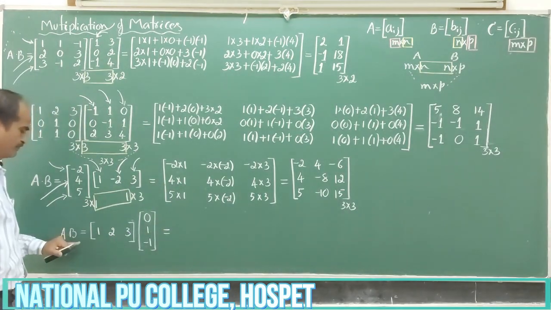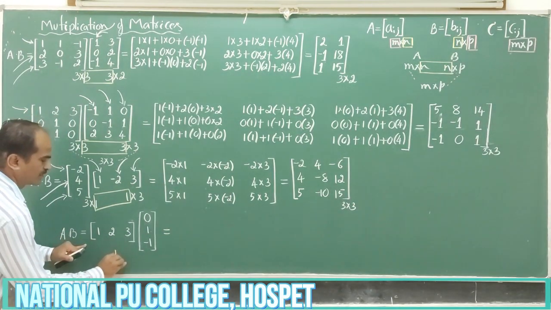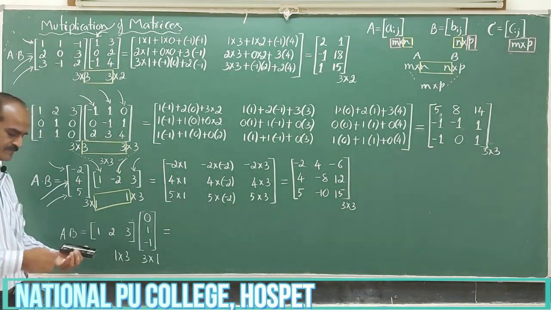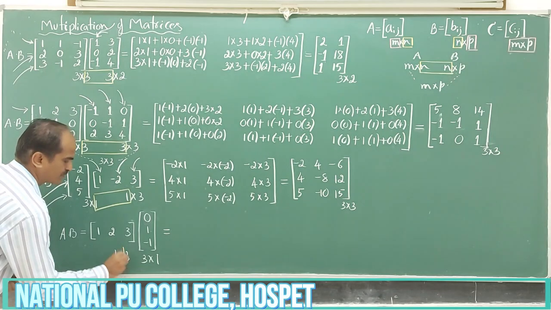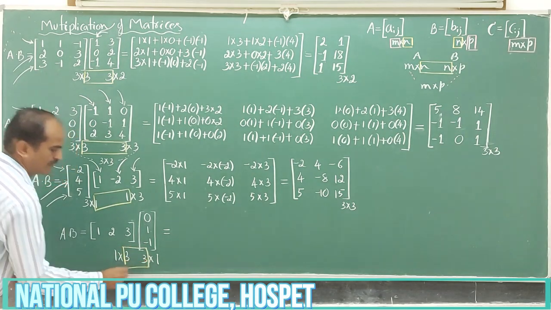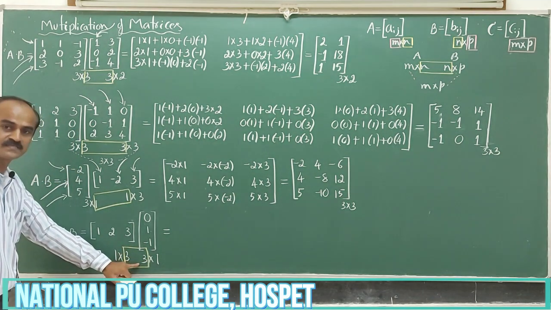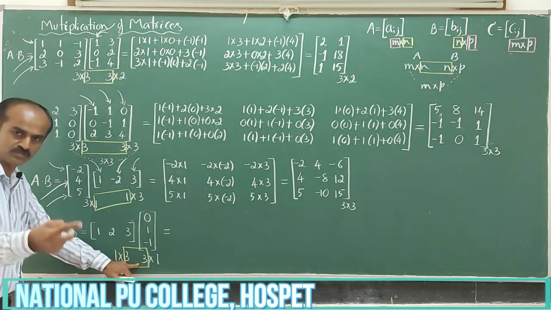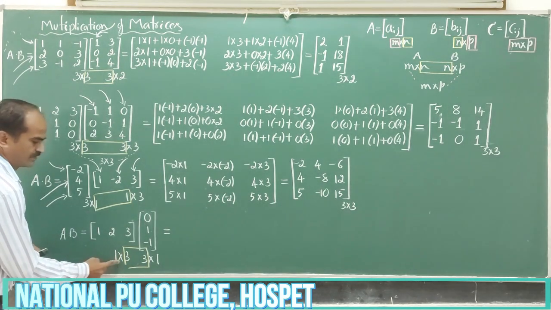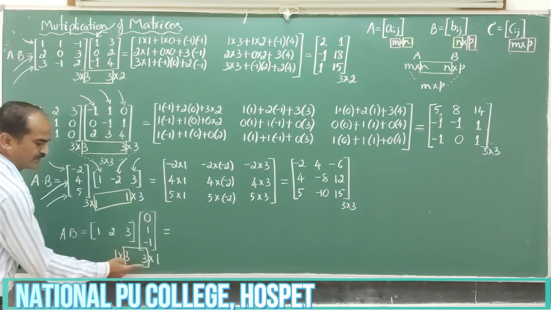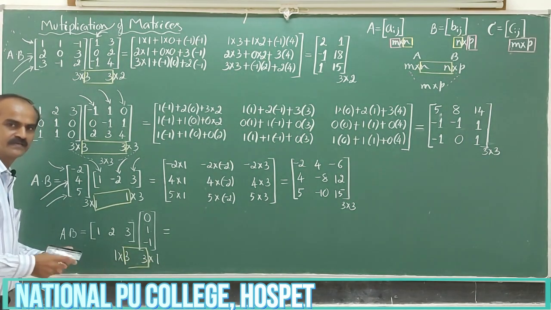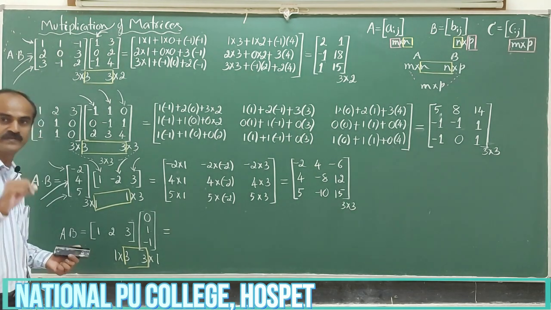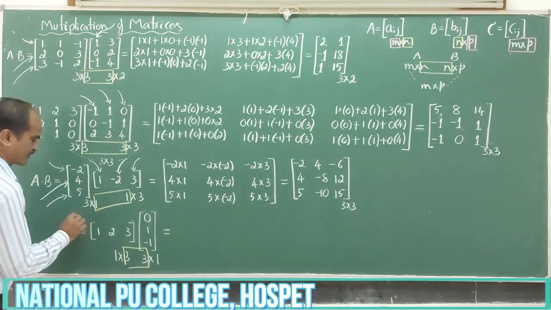One more now. First matrix is of order 1 by 3. Second matrix is of order 3 by 1. Number of columns of the first matrix is 3. Number of rows of the second matrix is 3. So, multiplication is defined. The product of these two matrices will give us a matrix of order 1 by 1. How many elements are there in a 1 by 1 matrix? Only one element. Now go for that.